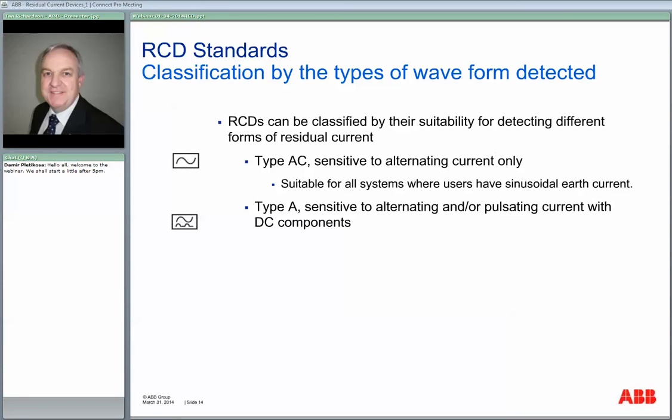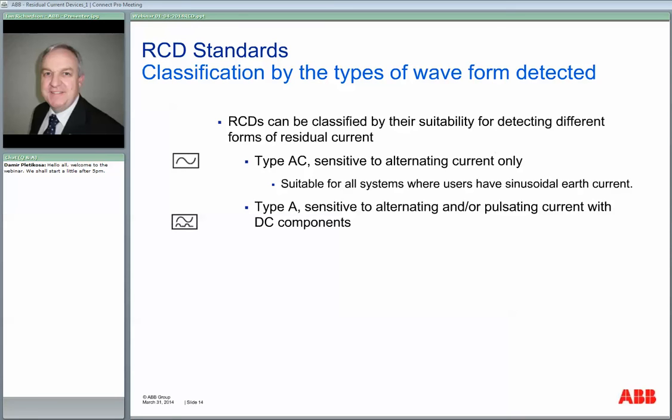With a Type A, it does everything that a Type AC will do, but it can also sense and react to a pulsating current or a DC component, which is pulsating. So it's actually showing the half-wave rectified, in a sense, coming from the actual waveform of the RCD. We get that in a lot of rectified devices, or devices that have got a rectifier in them. They can generate an earth fault which has got this pulsating DC style of waveform.